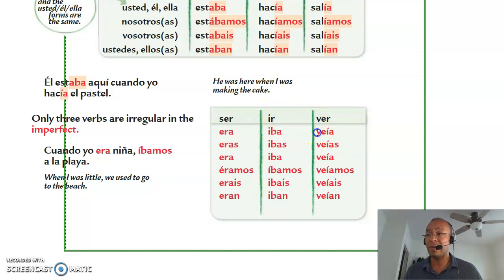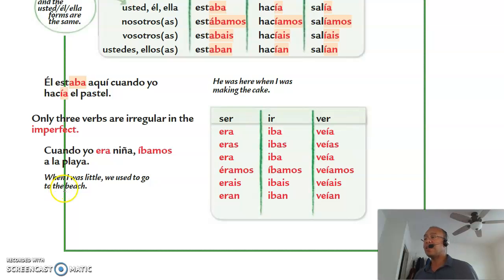And the verb ver is veía, I used to see. Veías, you used to see. Veía is the same ending as in the yo form, for él, ella, and usted. He, she, or usted used to see. Veíamos, we used to see. Veíais, using the vosotros form, you used to see. Veían, they used to see.